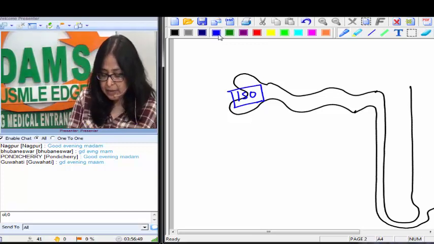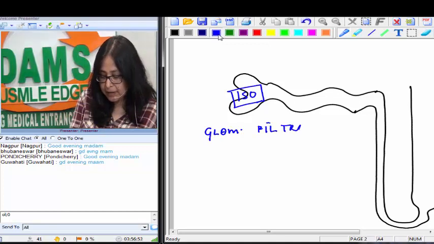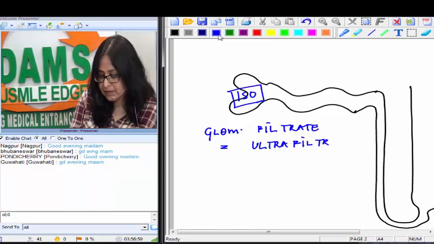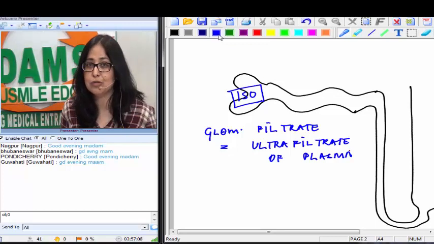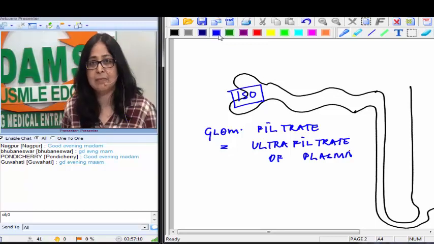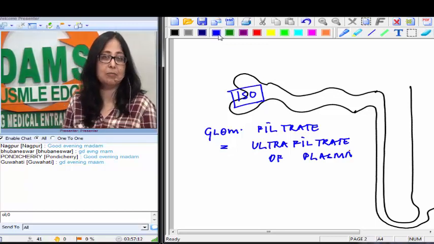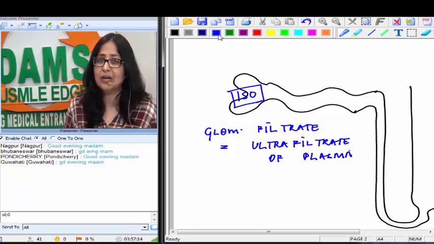It means basically the glomerular filtrate, this is nothing but an ultrafiltrate of plasma. When I say ultrafiltrate of plasma, this is basically plasma minus the plasma proteins. Absolutely the same composition as plasma minus the plasma proteins. So it's isotonic with plasma.